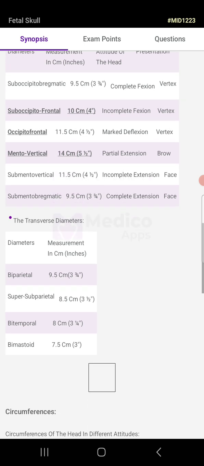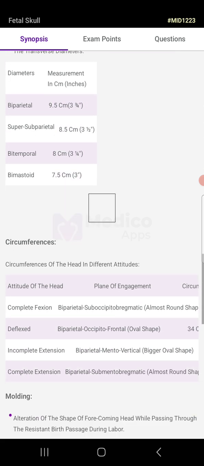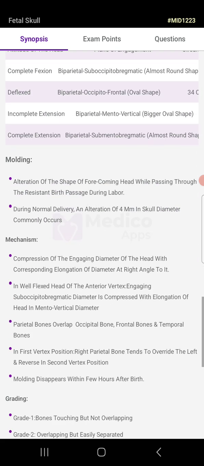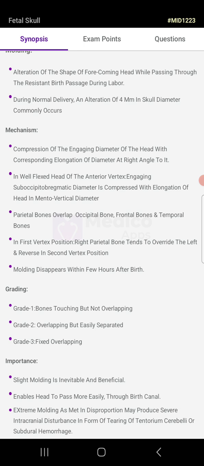The transverse diameter measurements in cm: biparietal 9.5 cm, subparietal 8.5 cm, bitemporal 8 cm, bimastoid 7.5 cm. Molding: alteration of the shape of the fetal head while passing through the resistant birth passage during labor. During normal delivery, alteration of 4 mm in the skull diameter commonly occurs.